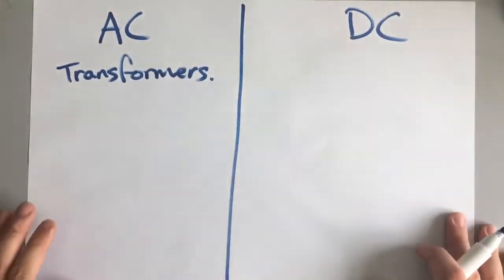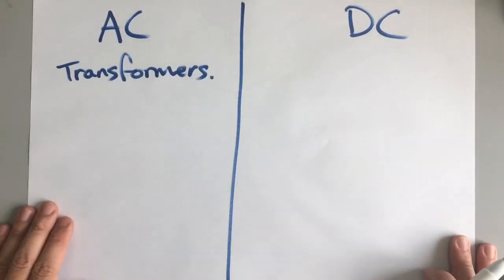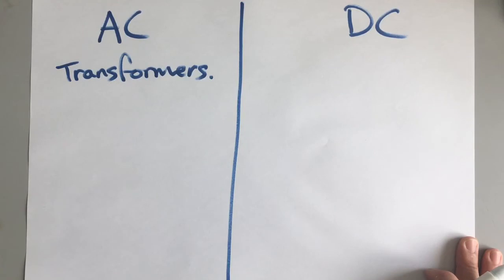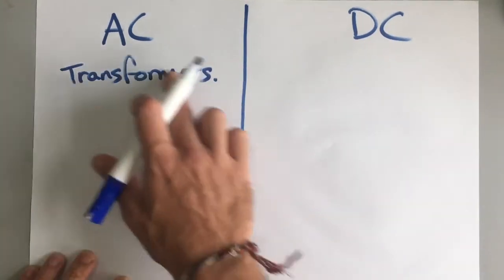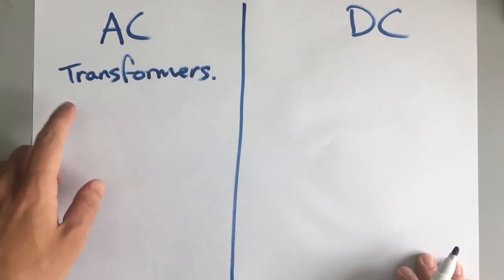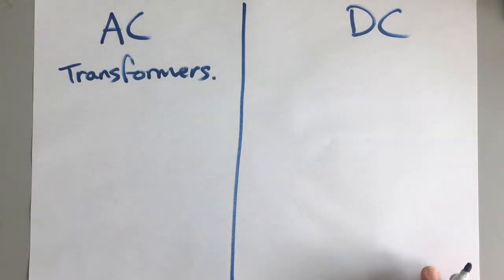DC, that can be done as well, and there are certain projects, particularly in South America, that use long distance DC transmission using a high voltage and low current, but the system to change the voltage and the current is not as simple as transformers, so most of the world uses AC.